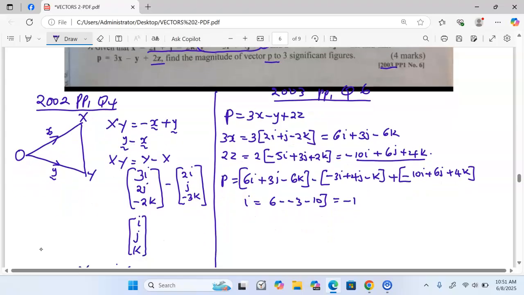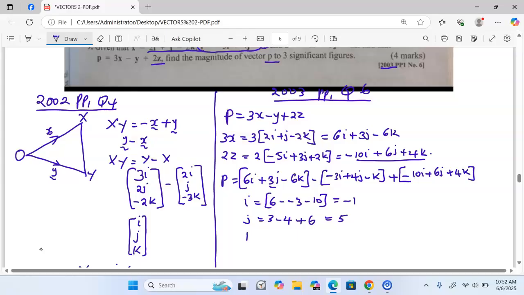Then next we get j. To get j, we are going to take the coefficients of j, that is 3 positive minus positive 4, which is the same as minus 4, then lastly plus 6. 3 minus 4, you get negative 1. Negative 1 plus 6, you get positive 5.